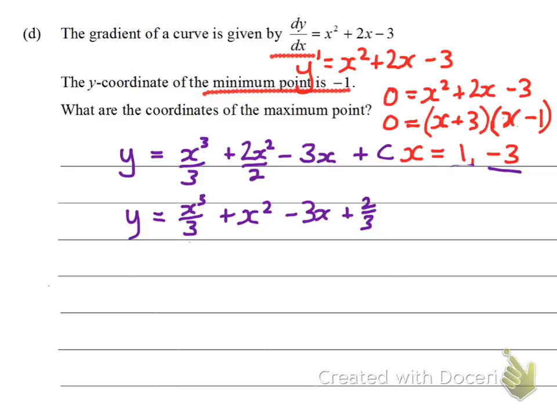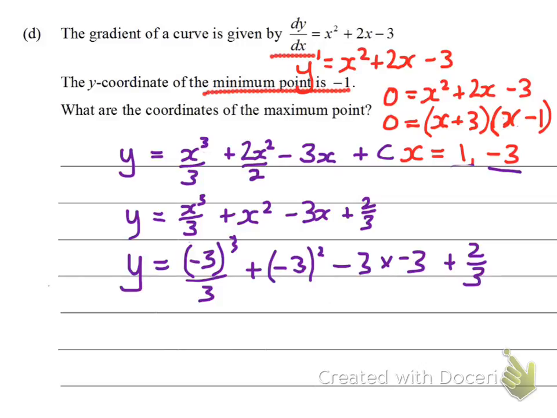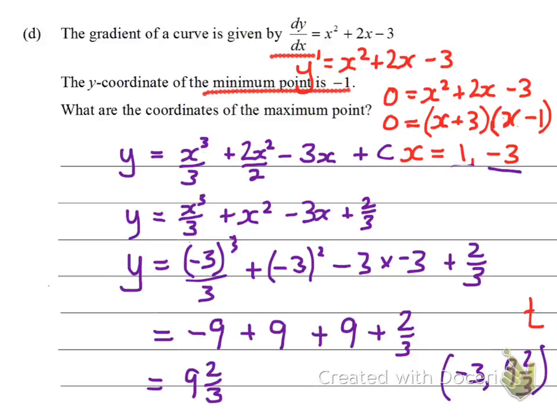And now we are going to work out what the maximum point is. The question asks for the coordinates of the maximum point, so I'm going to put negative 3 into there, and that will give me negative 9 plus 9 plus 9 plus 2/3. That's 9 2/3. So the maximum point is (-3, 9 2/3).